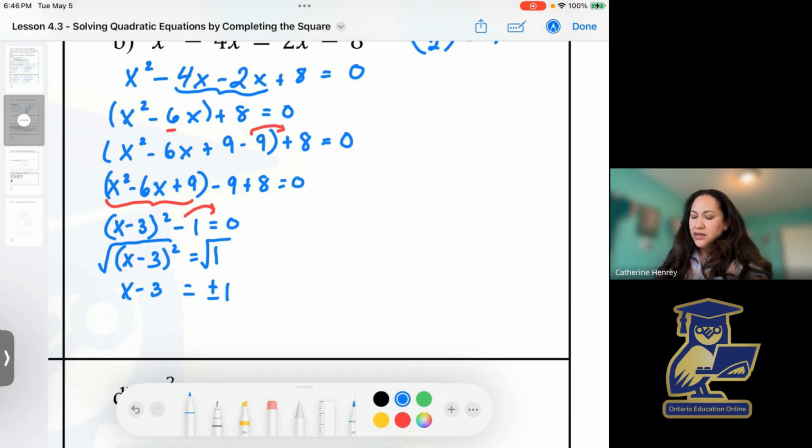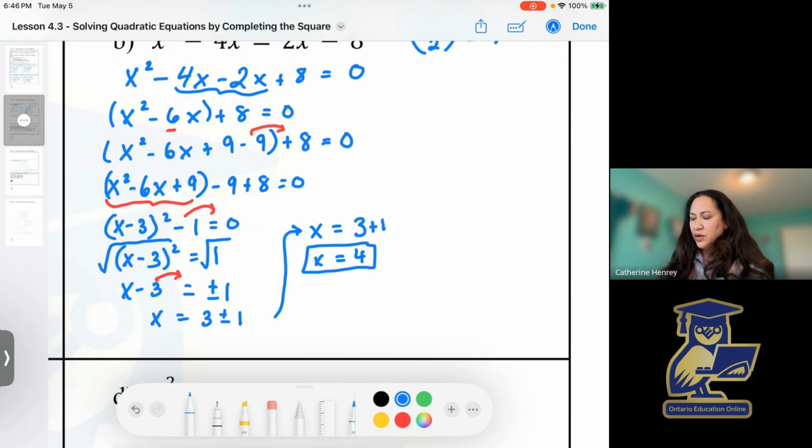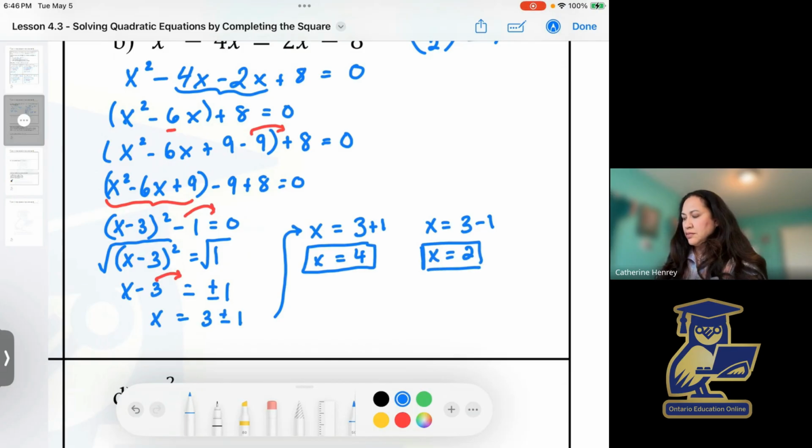Then we're going to split this, or actually we're going to move the 3 over first. A negative 3 is going to become a positive 3. So here, x is equal to 3 plus or minus 1. So to find our actual solutions, one of them is going to be x equals 3 plus 1. In this case, x equals 4. And the other one will be x equals 3 minus 1. In this case, x equals 2. Great.